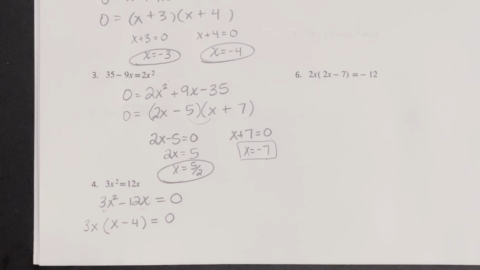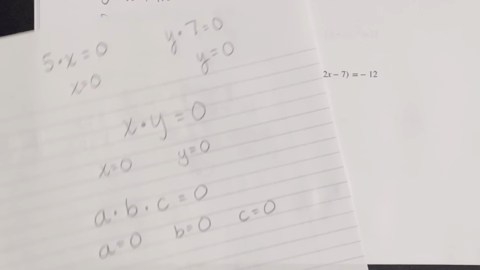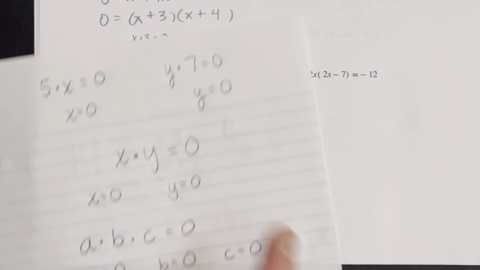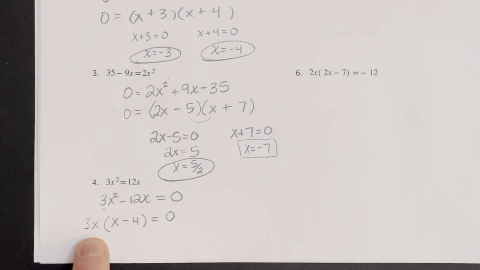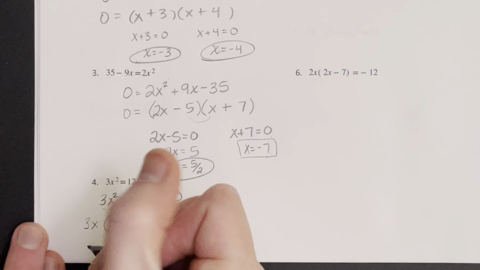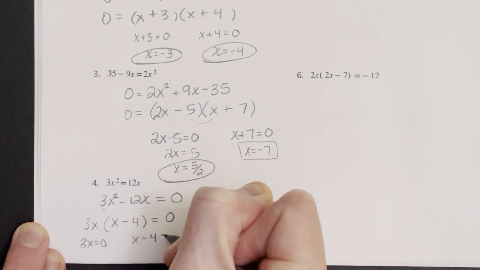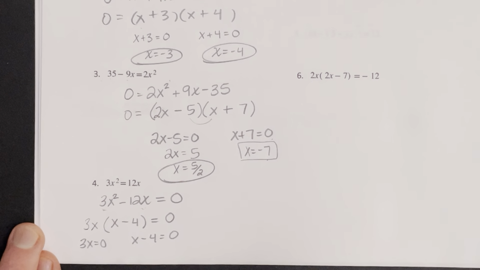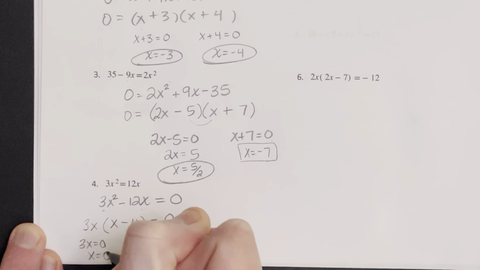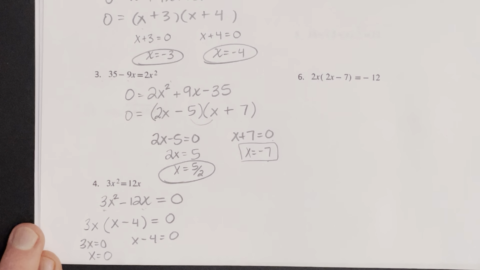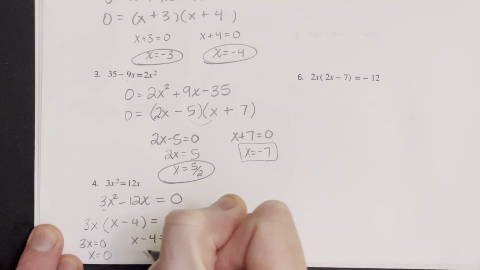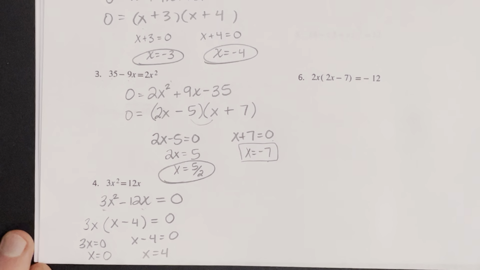This is still a product of two things. We have something like x times y equals 0. That just happens to be 3x times x minus 4. So this means when I set each factor equal to 0, I'm going to have 3x equals 0. Divide by 3, still makes this x equals 0. Move the 4 over and I get x equals 4.